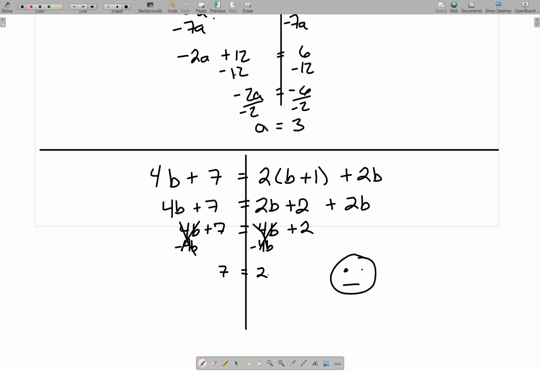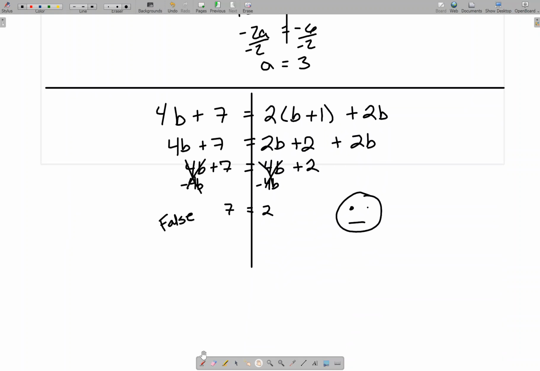Now, it just so happens if the variable falls out and you're left with something that is false, so 7 isn't equal to 2, no matter how hard I try, I can't make those 2 equal, then that means that this has no solutions. And there's 3 different ways mathematically you can write no solutions. You can write the whole words, no solutions. You can write the word null, which means empty, or you can draw a 0 with a slash through it, which mathematically also means empty.